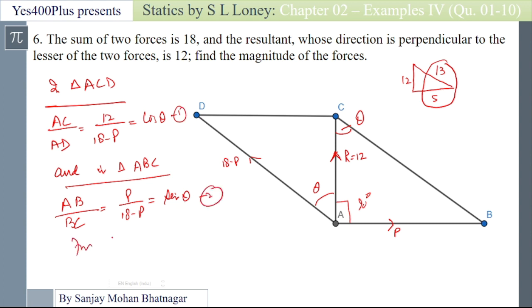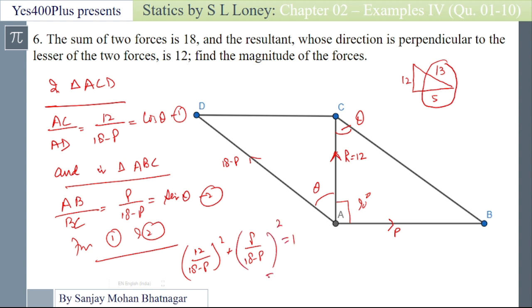So from equations 1 and 2 we have cos square theta plus sin square theta equal to 1, means 12 upon 18 minus p whole square plus p upon 18 minus p whole square equal to 1. In other words, 144 plus p square equal to 18 minus p square, means 324 minus 36p plus p square. p square cancels out, so we have 36p equal to 180, means p equal to 5. So this force is 5 and this force is 13.